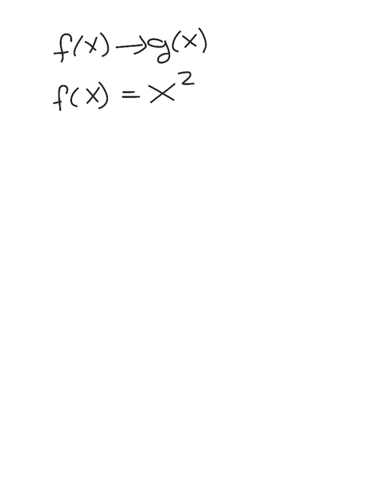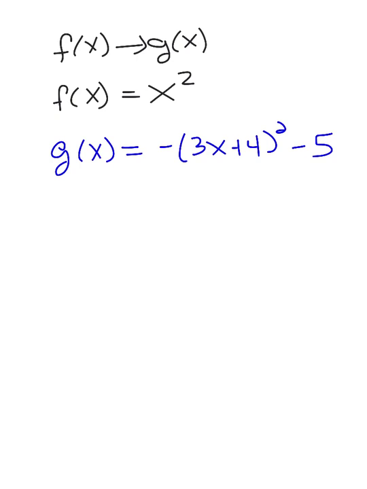Okay, so number 4 is to describe the transformation that maps f of x to g of x. So we're mapping f of x to g of x. And my f of x, so this is my parent function, is x squared. So let's take a look at the first g of x, which is g of x equals negative (3x plus 4) squared minus 5. All right, so make sure you follow order of operations.